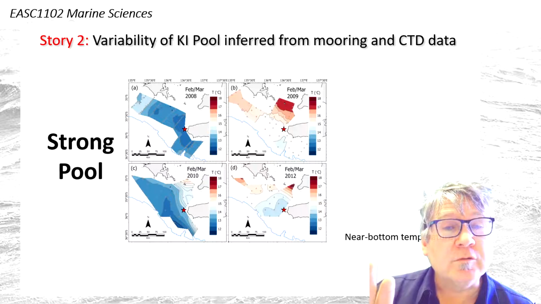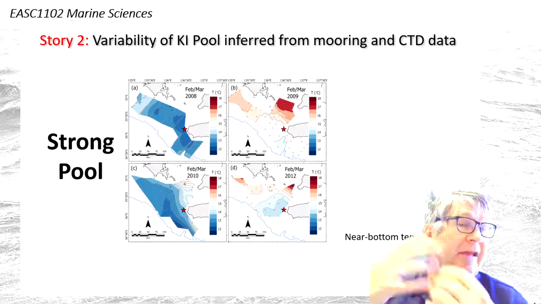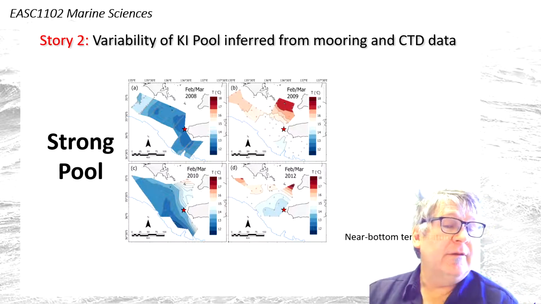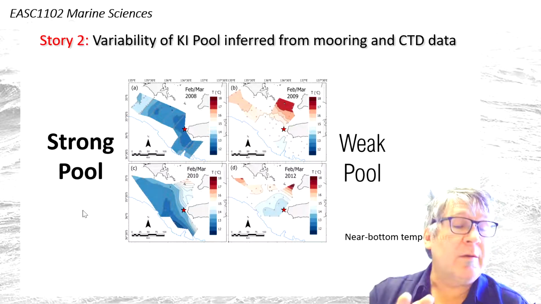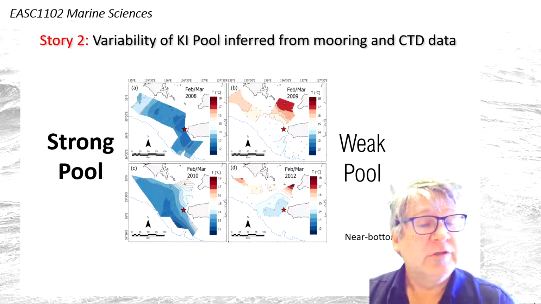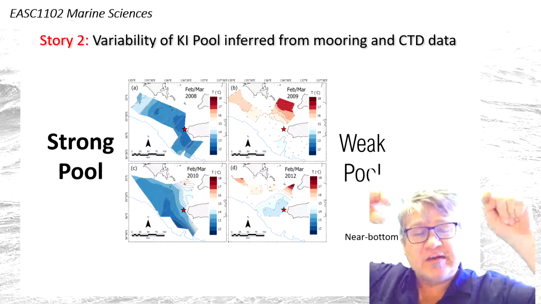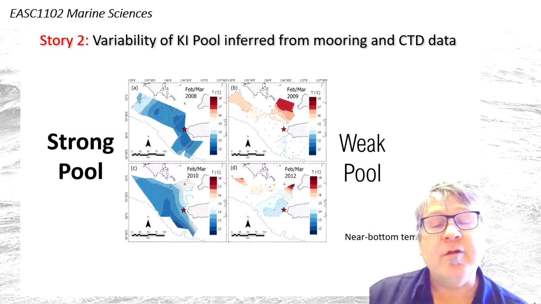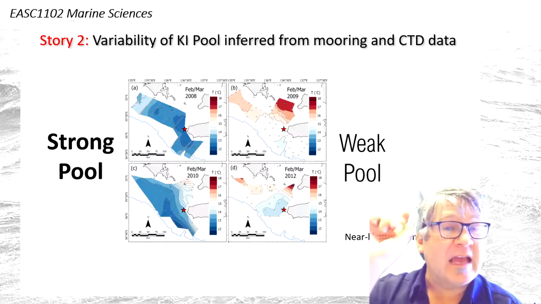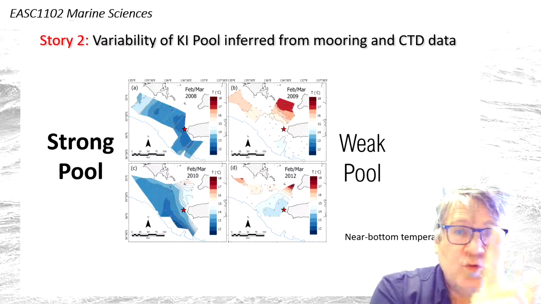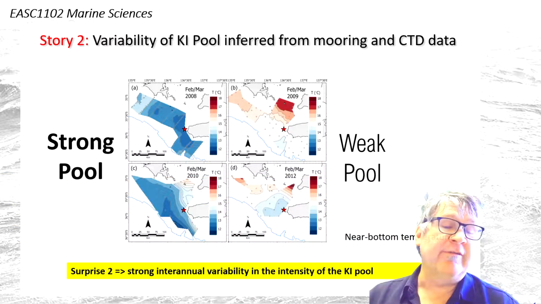you have a strong pool. Okay, on the left side, strong pool. High nutrient levels. All right. And on the right-hand side, you have years where you have a weak pool, and you can see it in the entire region. Not only at the reference station, which is marked here by a red star in this map, in the entire region, there is a variability, a high variability, and this is actually the surprise number 2. The surprise is strong interannual variability.